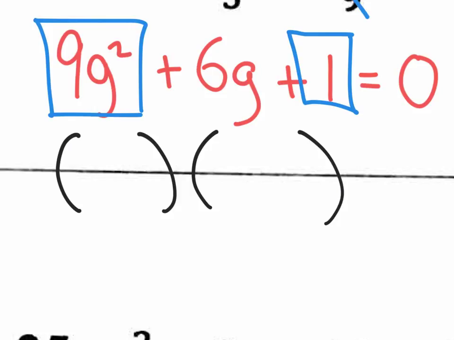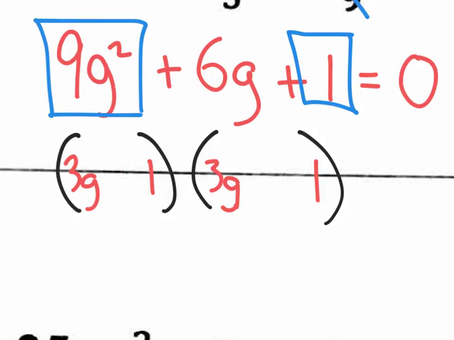The square root of 9g squared is 3g. The square root of 1 is 1. So we have 3g and 1. And let's look at the signs. If the last term is positive 1, it's either going to be positive 1 times positive 1 or negative 1 times negative 1, right?